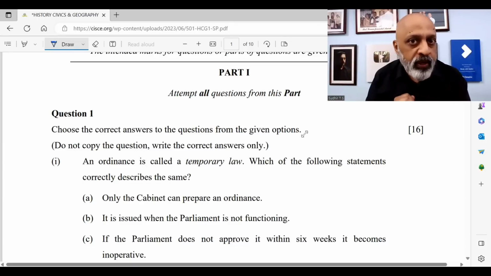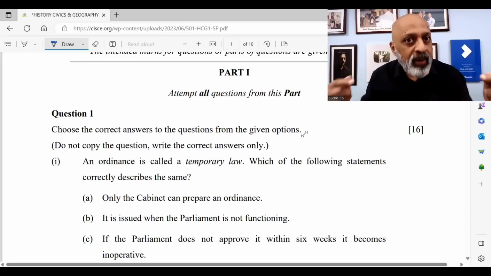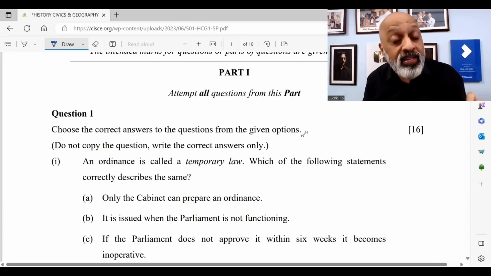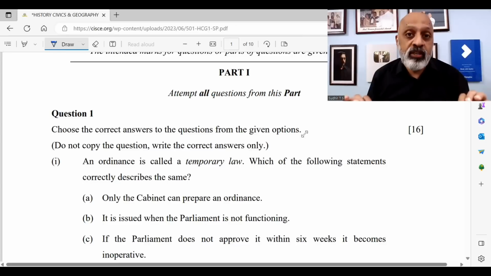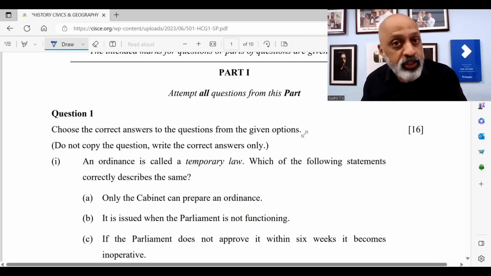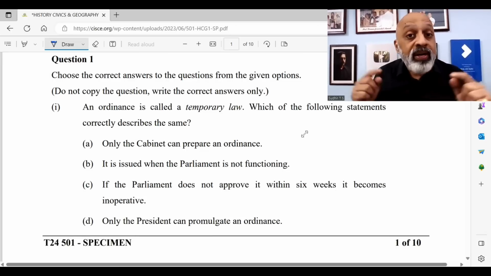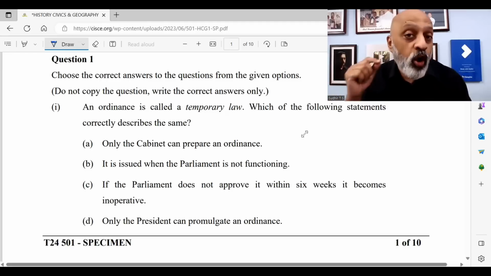Only the cabinet can prepare the ordinance? No, it is a fact that the cabinet prepares the ordinance, but does that make it a temporary law? No, it does not. That's why I say understanding comes in. It is issued when parliament is not functioning. Does that make it a temporary law? No, it does not. If the parliament does not approve it within 6 weeks, it becomes inoperative.